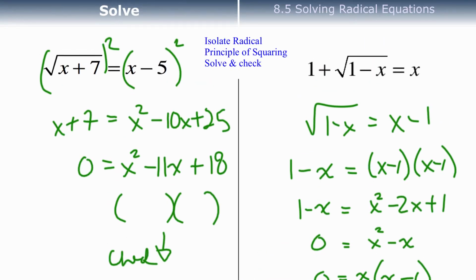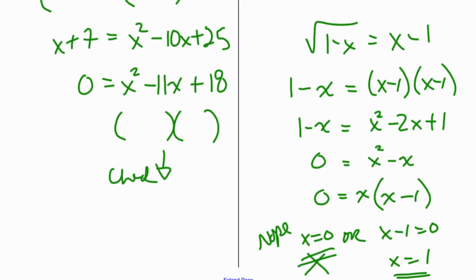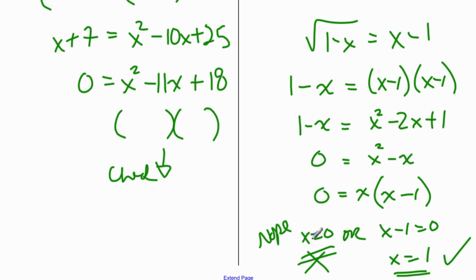How about positive 1? I put a positive 1 in there and there. Okay, 1 take away 1 is 0. Square root of 0 is 0. 1 plus 0 is 1. Sorry, I get 1 on this side, and I have 1 on that side. Therefore, this one is correct, not that one.